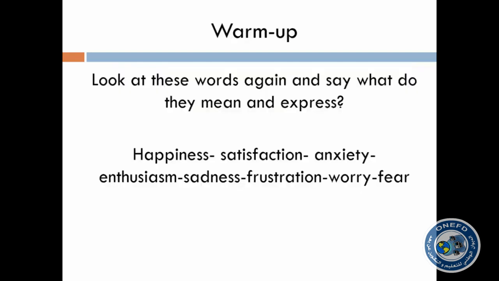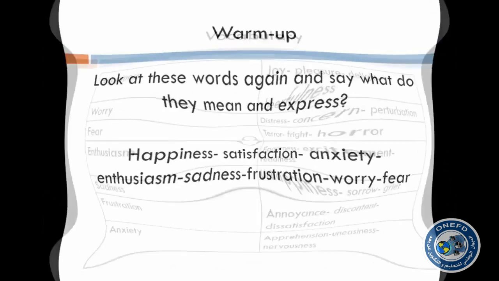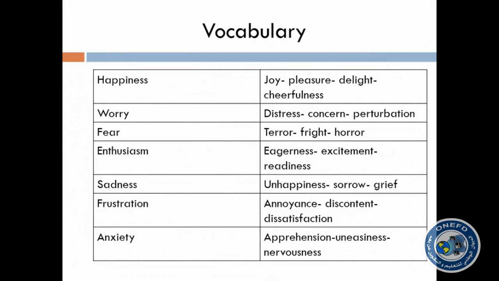Now we are going to classify these words that we have come up with: happiness, satisfaction, anxiety, enthusiasm, sadness, frustration, worry, and fear into a table. So let's look at the instruction again. Look at these words again and say what they mean or express. Since we have matched each situation with the right word, let's go back to the words and see what they mean. You have before you a table of vocabulary.